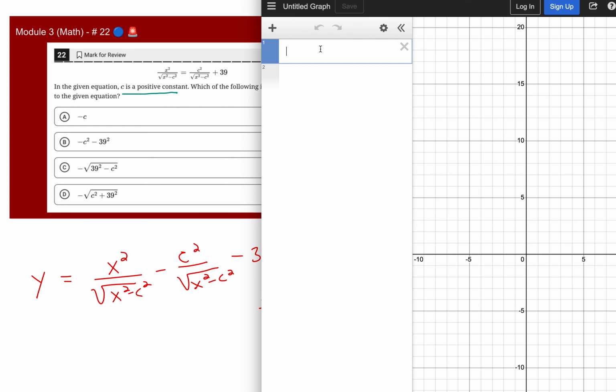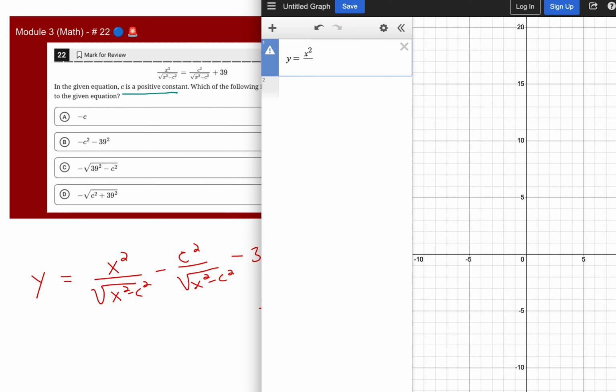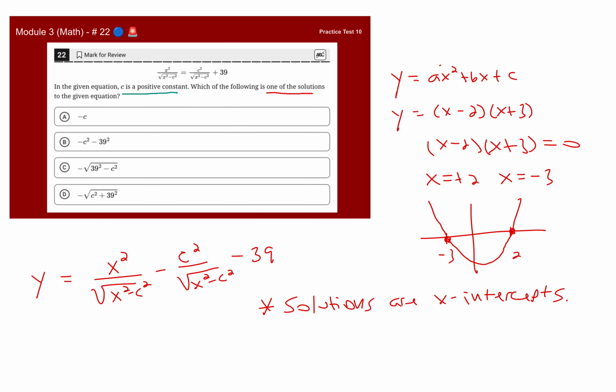Okay, so I have Desmos right here. I'm going to type this all up. So y equals x squared over the square root of x squared minus c squared, minus, minus c squared over the square root of x squared minus c squared, minus 39.